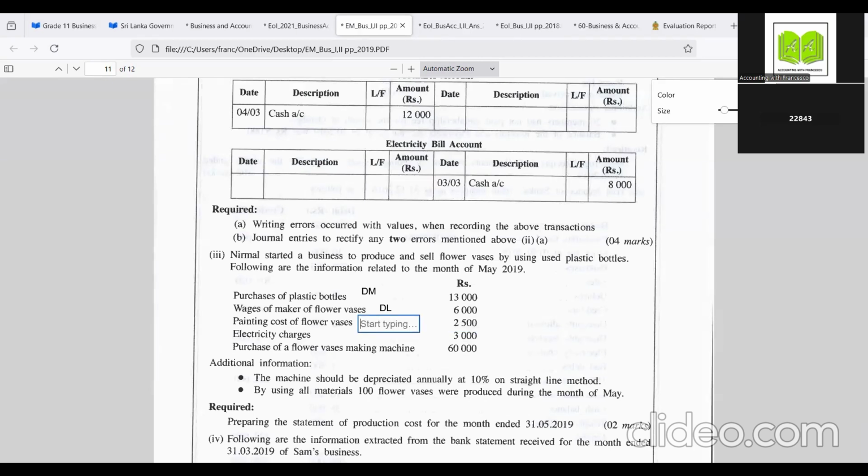No, right? So those are indirect. Electricity charge, you can't tell per vase what the electricity is. Indirect. Purchase of flower making machine, it is not coming to the production cost statement. I'll tell you why and what to do with that when I explain the sum. So here I'll put the star. But I have seen students who record this as well, purchase of flower vase making machine.